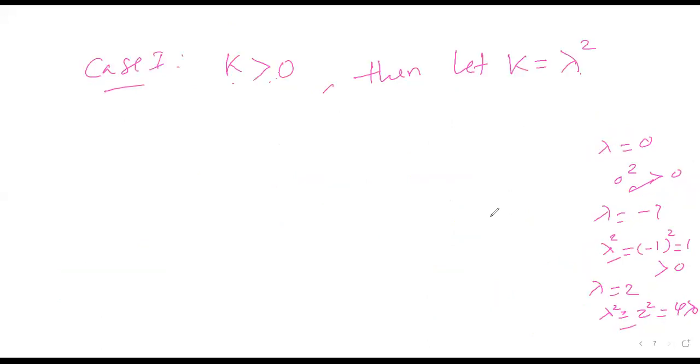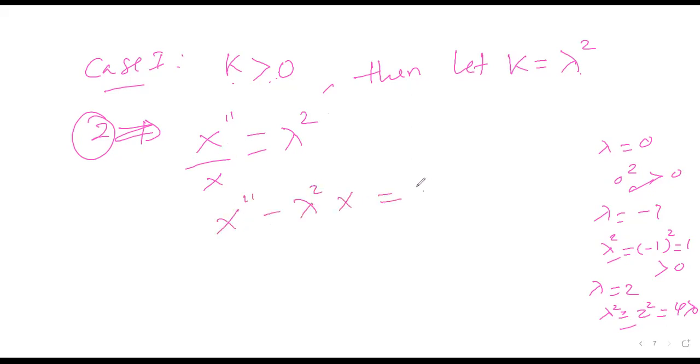In equation number 2, first of all, I'm going to deal with this term: x double dash over x equal to k. Wherever k is, I'm going to put lambda squared. So see here, x double dash minus lambda squared x equal to 0. Is that correct? I'm cross multiplying and taking this to one side, which is equal to 0. What do you think? What kind of equation is this one?